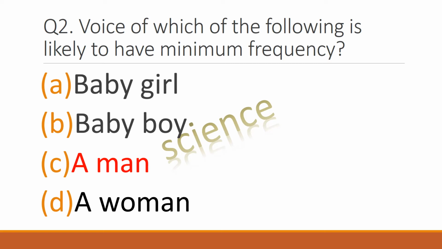Question number 2 is voice of which of the following is likely to have minimum frequency? Baby girl, baby boy, a man, and the last option is a woman. So the correct option is a man. In man, the length of vocal cords is larger comparatively to woman and the child.